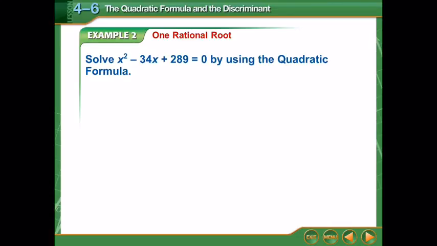Okay, so example 2, we've got x squared minus 34x plus 289 equals 0. So this time they already have a 0 on the right-hand side. So we can go ahead and write down what our a, b, and c are. So a is equal to 1. That's the coefficient of x squared. B will be a negative 34, and C is 289.